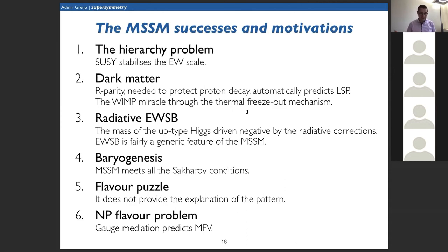For example, if you have a specific type of SUSY breaking called gauge mediation, it predicts minimal flavor violation at low energies, meaning that you can have states close to the TeV scale and not induce large flavor changing neutral currents.